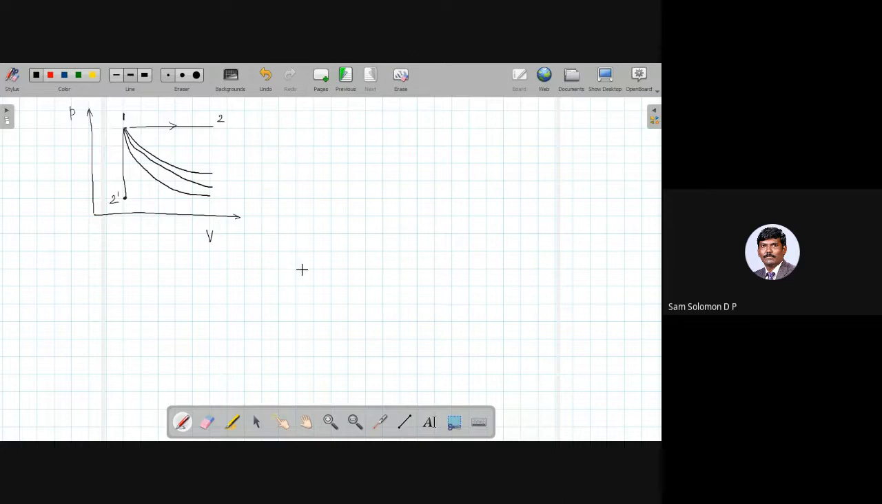We have 5 processes, right? So let's say, let me say this is 2A. Let me call it 2B. Let me call it 2C, and let me call this 2D. Okay, so can anyone tell me what is this process 1, 2?